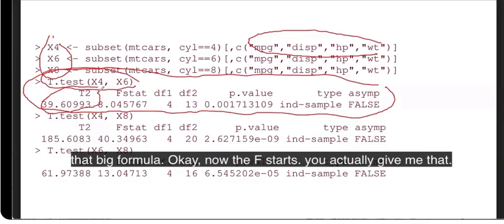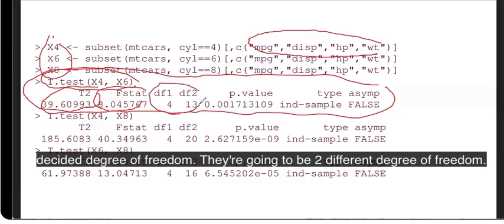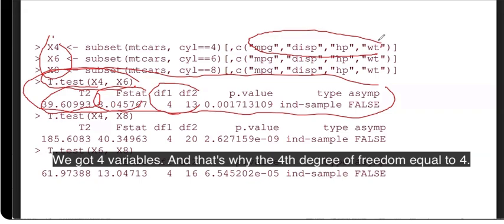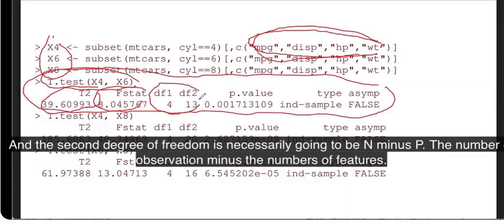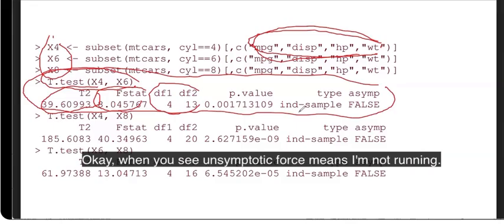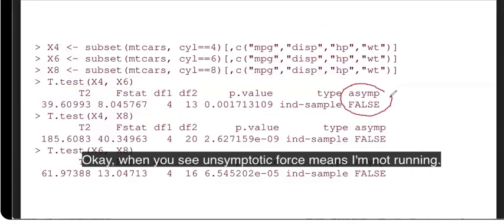That big formula. Okay. Now the F starts, it actually gave me that. Decide the degree of freedom. There are going to be two different degrees of freedom. The first degree of freedom is going to talk about the number of variables. We have four variables, and that's why the first degree of freedom equals 4. And the second degree of freedom is necessarily going to be n minus p, the number of observations minus the number of features.